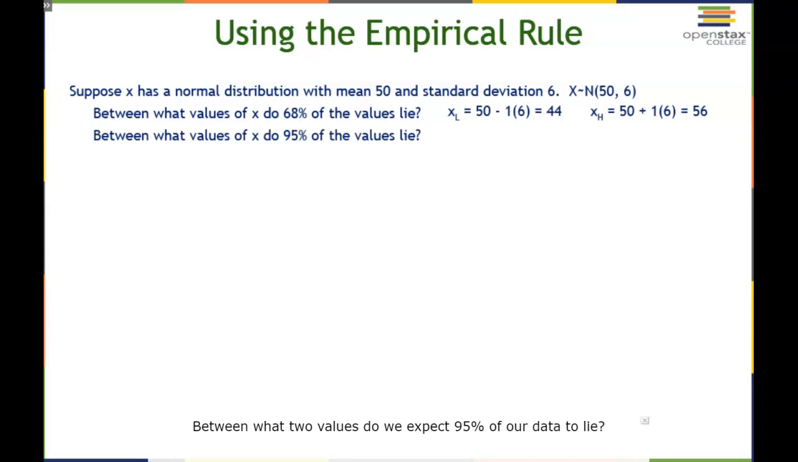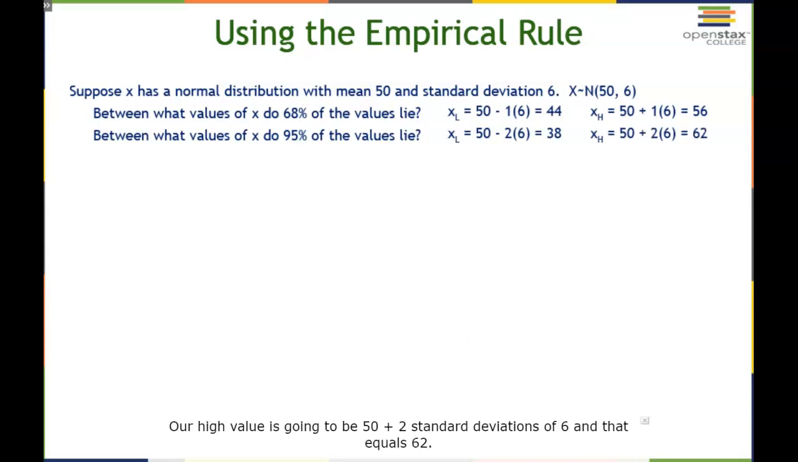Between what 2 values do we expect 95% of our data to lie? Again, we need a low value and a high value. And this time, 95% correlates to 2 standard deviations below and 2 standard deviations above the mean. So for our low value, it's going to be 50 minus 2 times 6, and that equals 38. Our high value is going to be 50 plus 2 standard deviations of 6, and that equals 62. So 95% of our values will lie between 38 and 62.